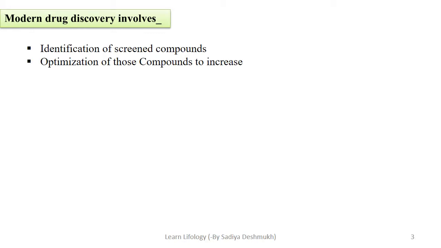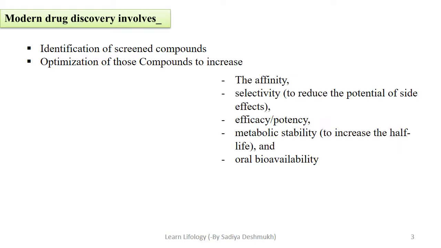Now let's talk about modern drug discovery. Modern drug discovery involves the identification and screening of compounds. For that, we should be aware of our target, and then we identify new compounds or medications and screen those compounds according to our targets. After screening and identification, optimization is done. Optimization is done to increase the affinity, so that the new compound has better affinity towards its target. Second, the selectivity, to reduce potential side effects. The drug should be highly selective, with minimum side effects.